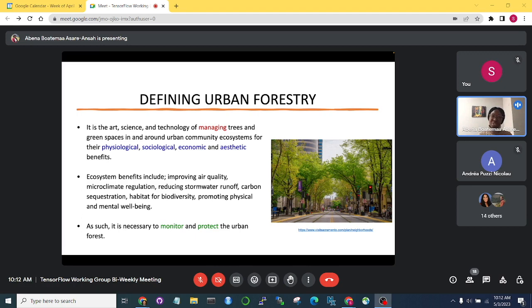So for those of us who are interested in exploring the benefits of urban forestry related to mental health and well-being, there's a research by Melissa Marcel, and she says that urban forestry can reduce the rate at which we use antidepressants. So you could just check out that article. And so based on all these benefits of urban forestry, it's very necessary to monitor and protect our urban forests.